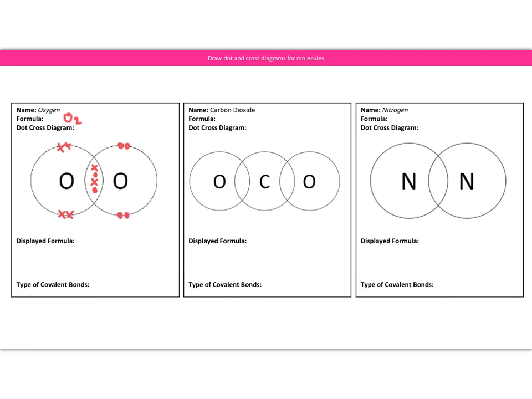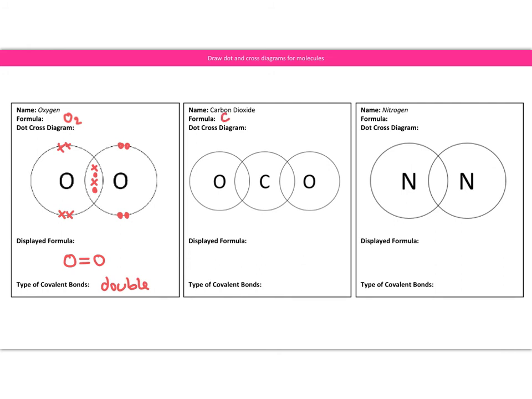So let's draw the symbol for the left-hand oxygen. Now there are 2 pairs of electrons being shared, so I'm going to draw 2 lines. That's how I'm representing the fact that there are 2 shared pairs of electrons. That means 2 covalent bonds. That is called a double bond. Okay.